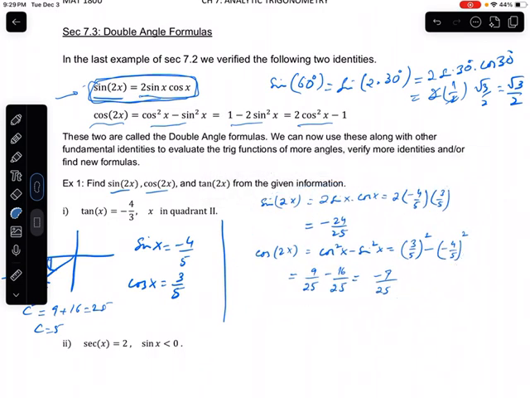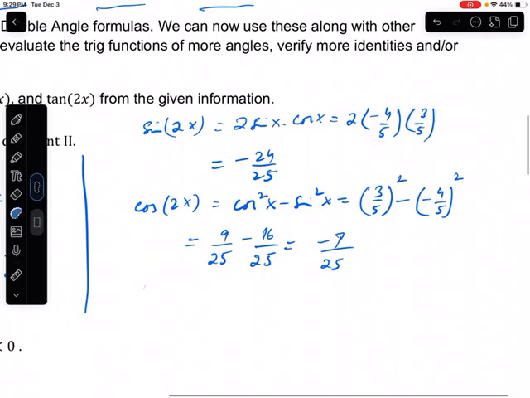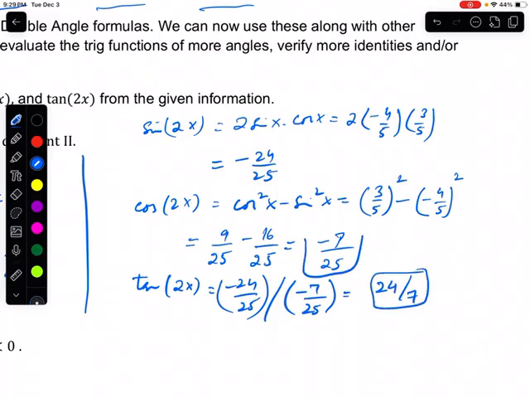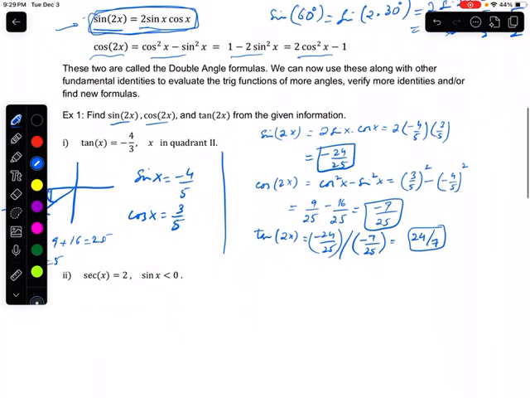Okay, so now we come to tangent. So the tangent of 2x will be sine, which is negative 24 over 25, and then we have to divide it by negative 7 over 25. So can you see it will be 24 over 7. So this is how you can find the tangent.